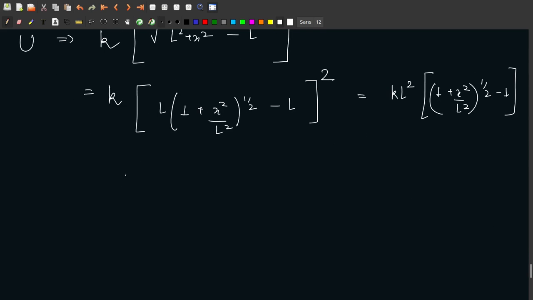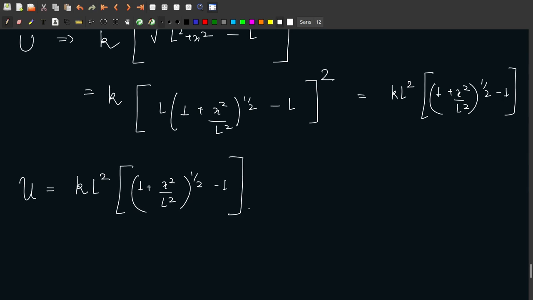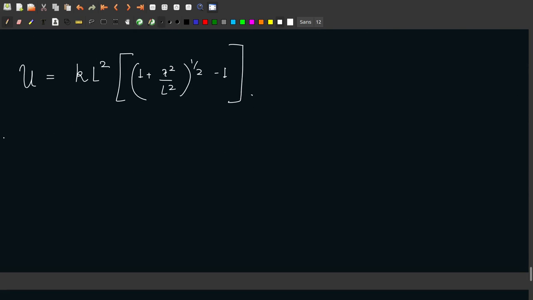So this is your potential energy that is stored. I mean, this is not stored actually, it is the potential energy of the configuration as a result of the extension of the springs: 1 plus x square by L square to the power of half minus 1. Good enough. So this concludes the first part of the problem.